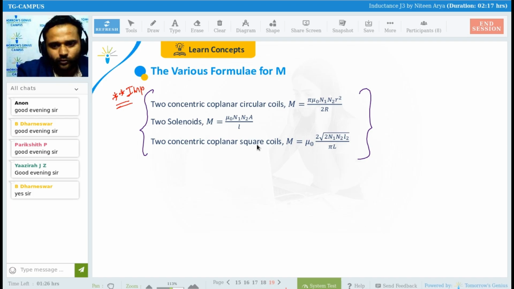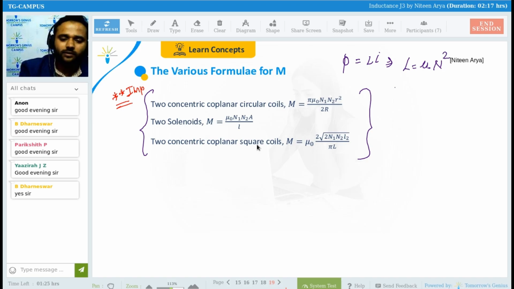One thing I can give you is why n1 n2 appears. We understood that for a single plain coil, phi equals Li, and L equals mu naught N square pi r square upon 2R. Is this clear?